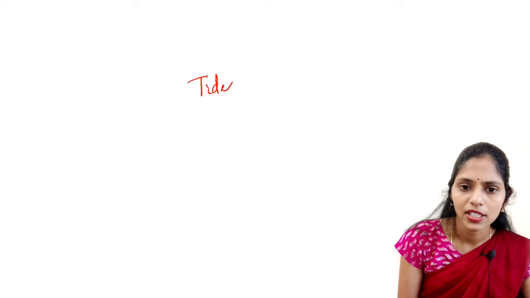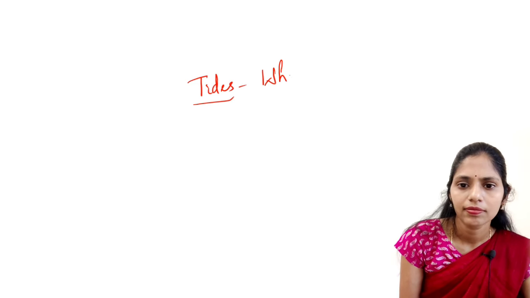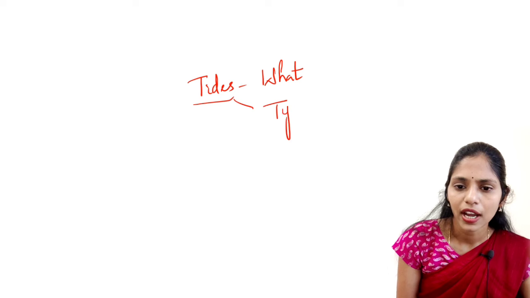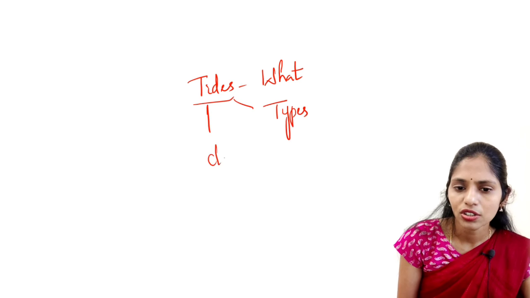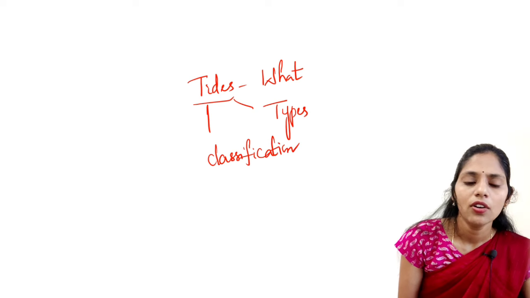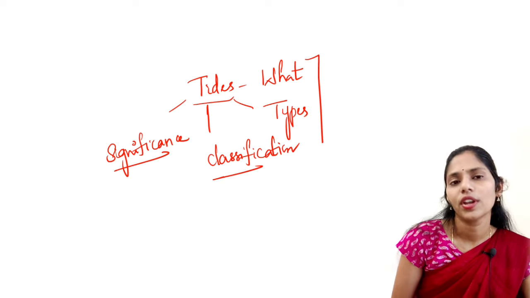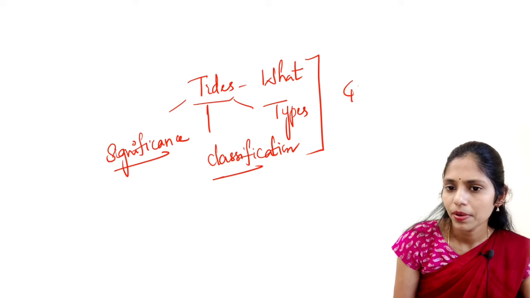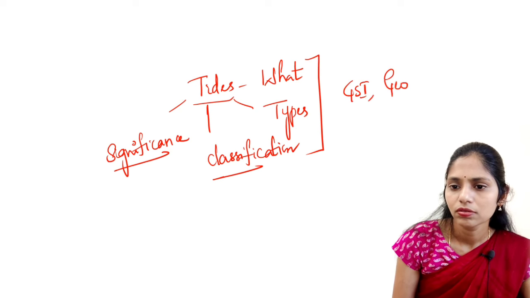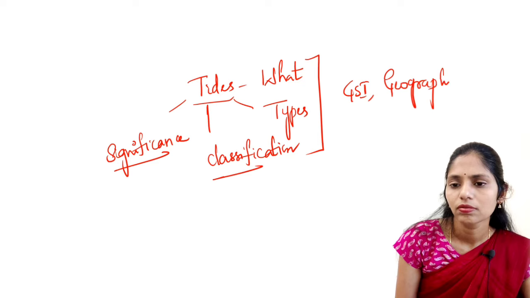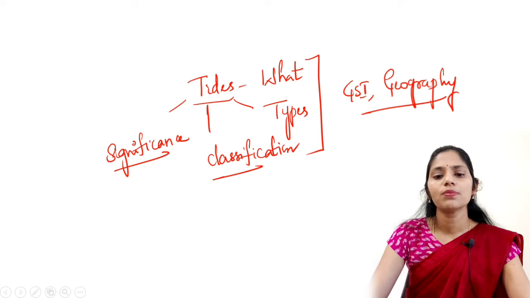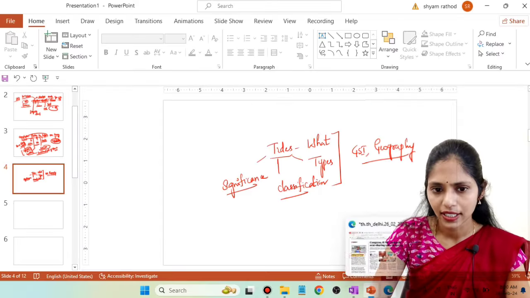So from this article point of view, you can focus on this topic called tides. What are tides, the different types of tides, the classification of tides, and what is the significance of these tides. These are very, very important from your GS paper 1 under geography. Okay, now let us move back and let us see this article in detail.